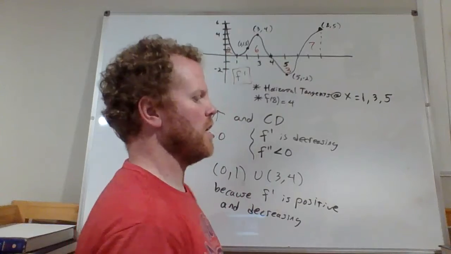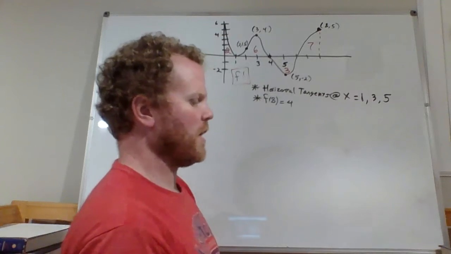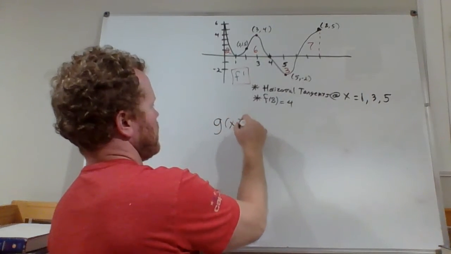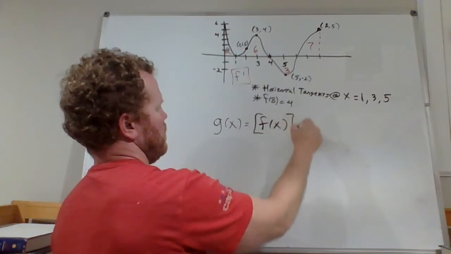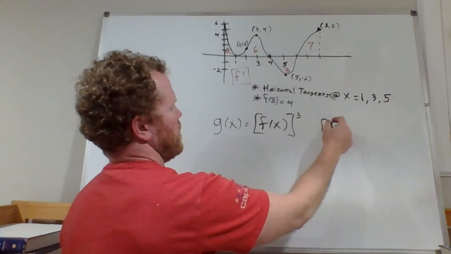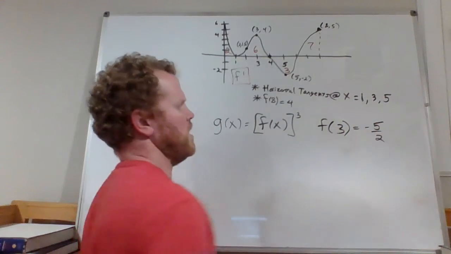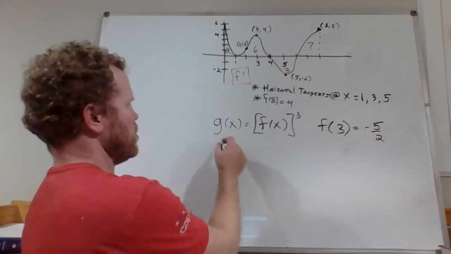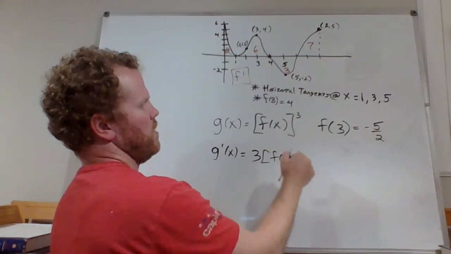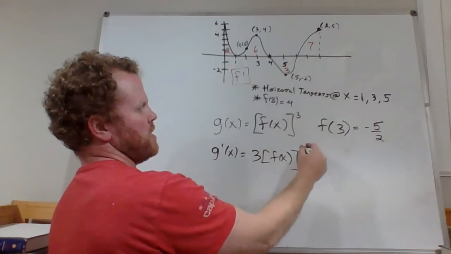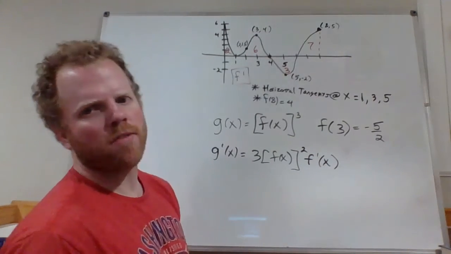Last little part is they give you some function, g of x, and g of x is going to be f of x cubed. And then they also tell you that f of 3 is negative 5 halves. And then they want you to eventually find g prime of 3. So we're going to take the derivative. Let's do the chain rule. 3 comes down, leave this alone, bump this down to squared, and then we go back inside for this guy's derivative. And then we just plug in 3. And whatever we get, we get.